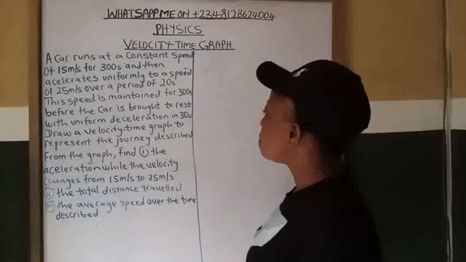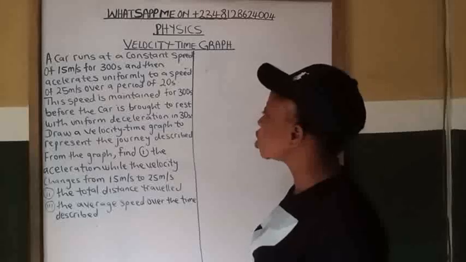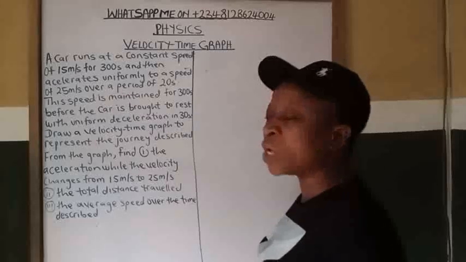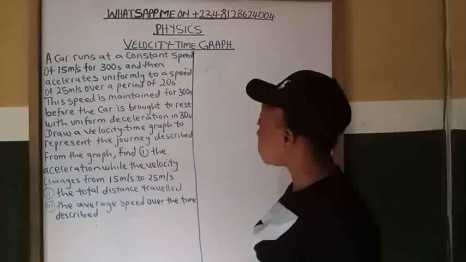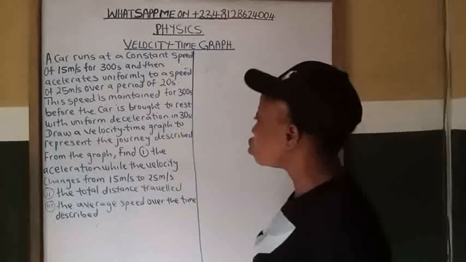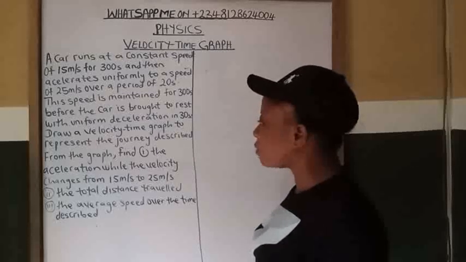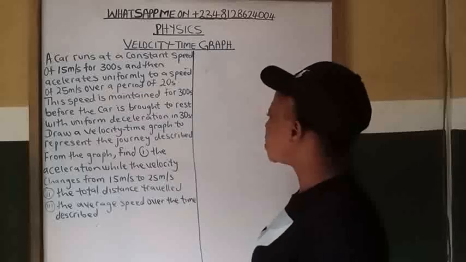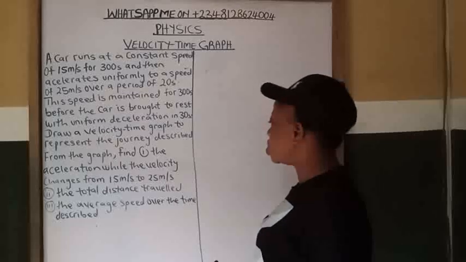From the graph, find: one, the acceleration while the velocity changes from 15 meters per second to 25 meters per second; two, the total distance traveled; then three, the average speed over the time described.